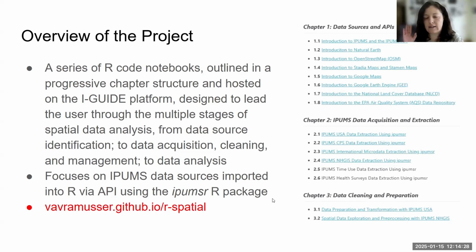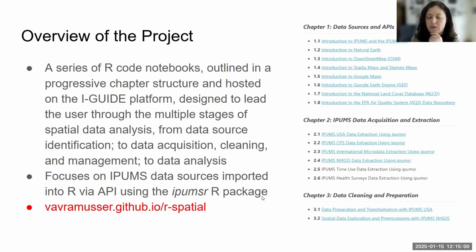These notebooks focus on IPUMS data sources, not just NHGIS, but the other tabular data sources that are hosted in IPUMS, including IPUMS USA, IPUMS International, and others. But it also includes a lot of data sources from other open source spatial and environmental data, such as Natural Earth, EPA Air Quality Monitoring System, OSM, and other sources, and I'll be hopefully adding more as I go along.